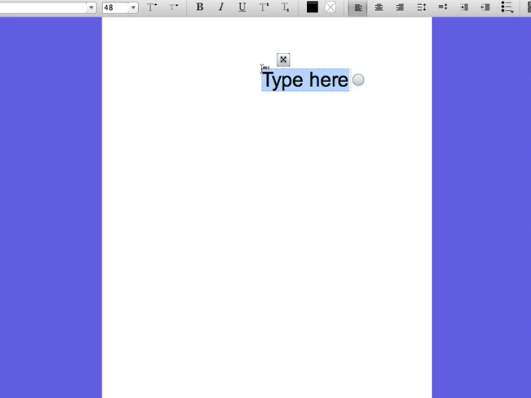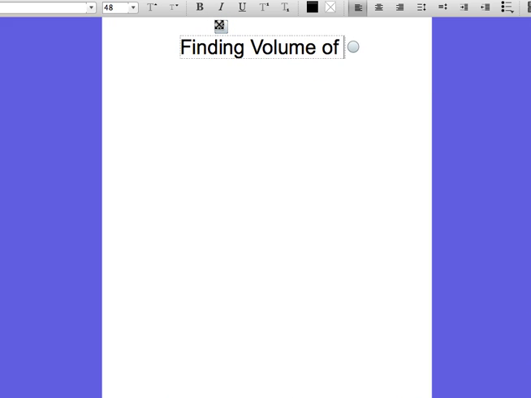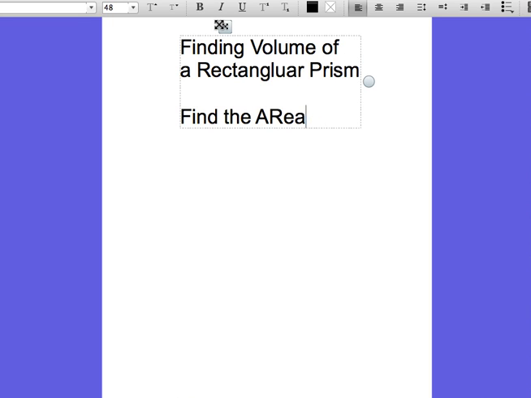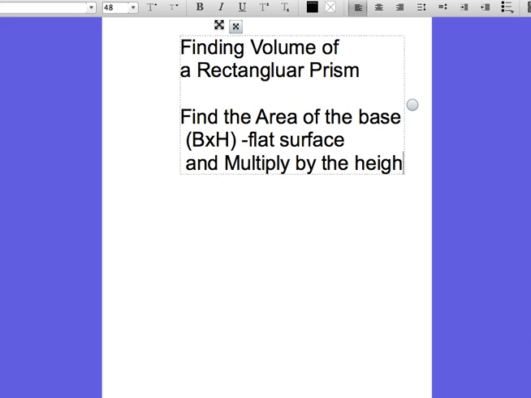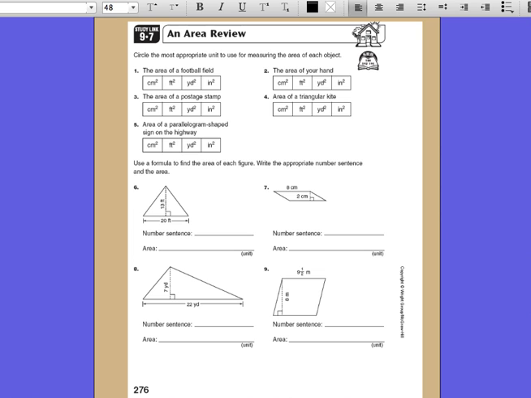That is all that your lesson is on today. The big idea for finding volume of a rectangular prism: find the area of the base, which remember is base times the height of that flat surface, and multiply it by the height of the figure. So there should be 3 numbers that you multiply together.